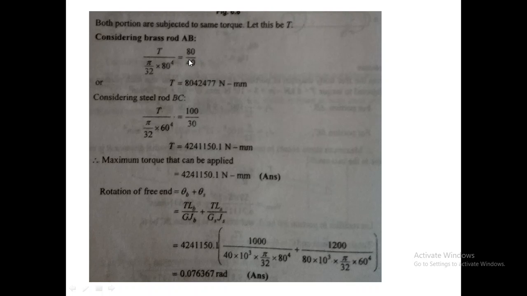Since the shear stress is given, we take the shear strength equation, T by J is equal to tau by R. Directly tau is given, radius is given for the brass rod shaft here, and diameters are given. The torque we can find out easily here. Similarly, you can find the torque of the steel bar.